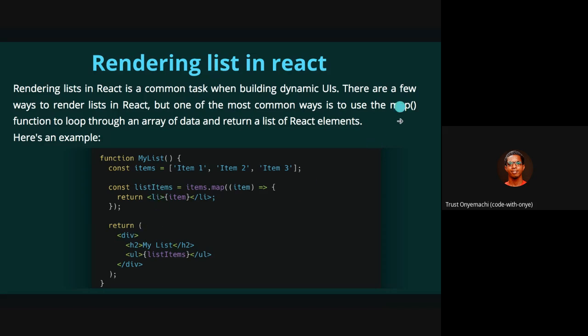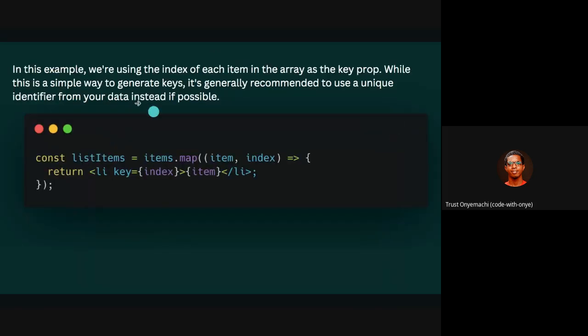I'm going to share this slide on the group chat for you guys. This is a very good example and explanation of how map works. Now, this is a variable called list items that is based on an array called items, taking it into pieces. It takes the parameters item and index. The item is each of the items inside the array, and the index is like an ID for each of the items inside the array.